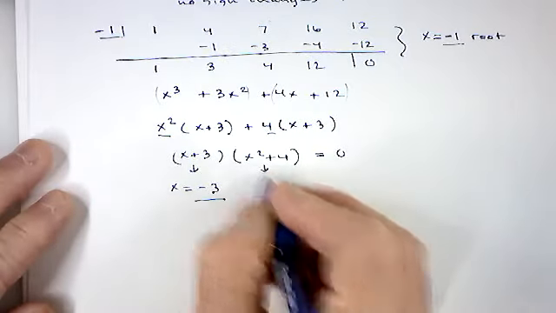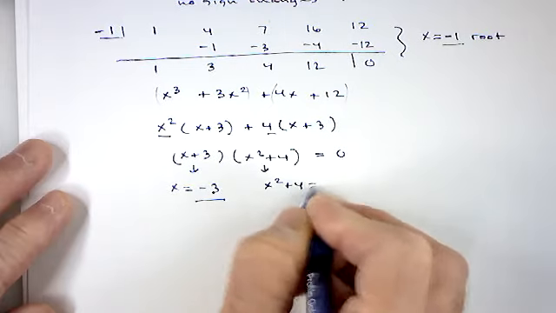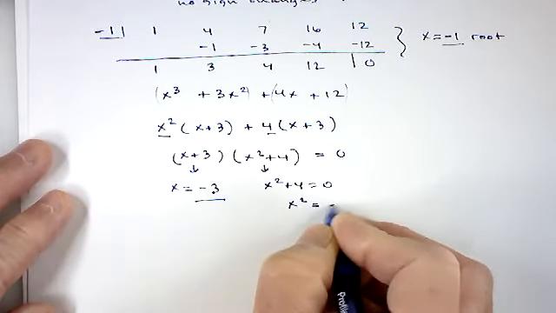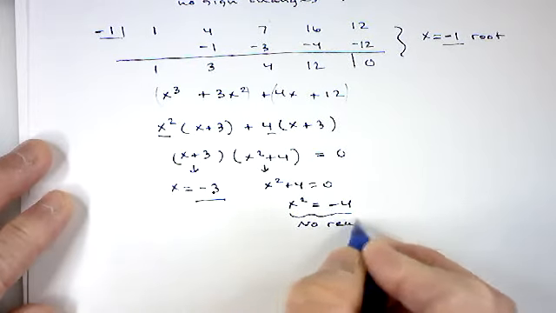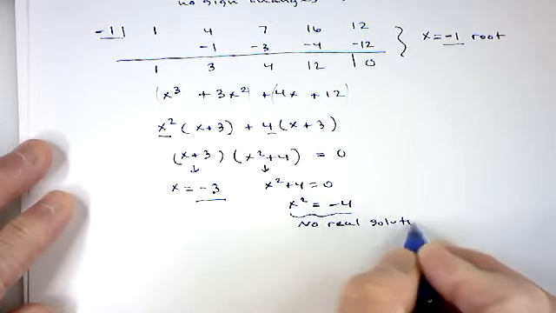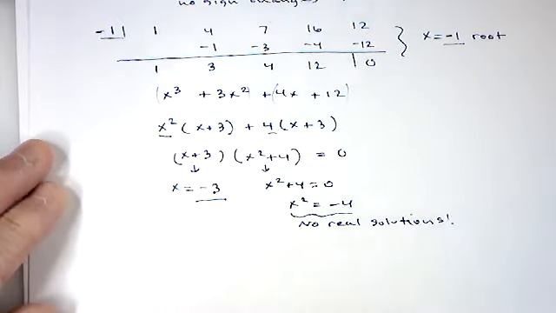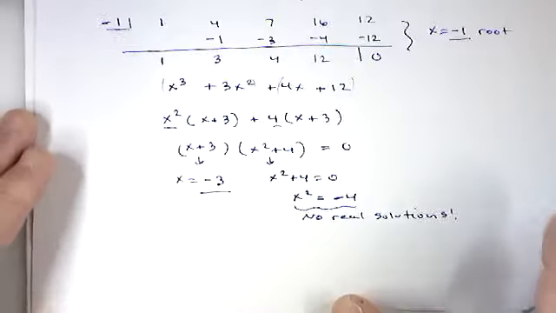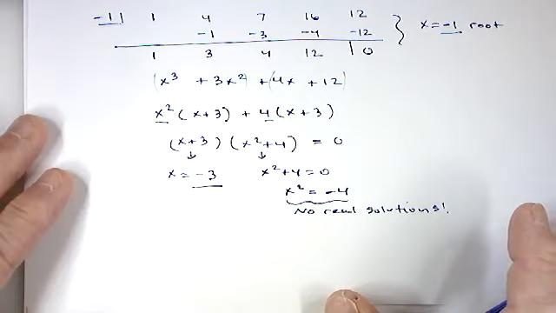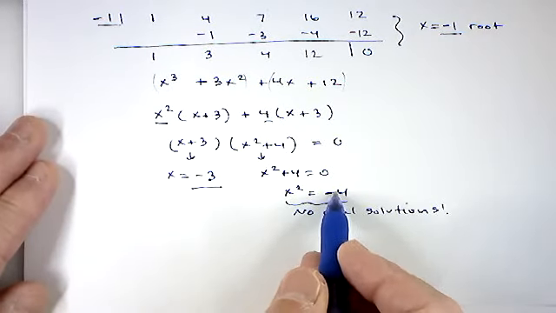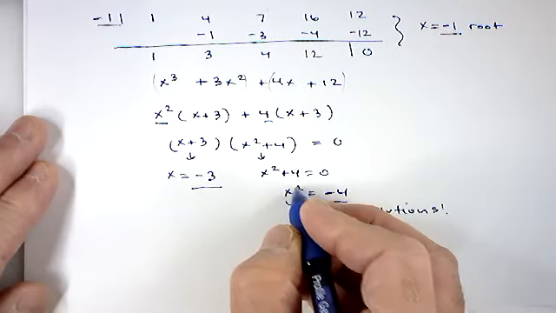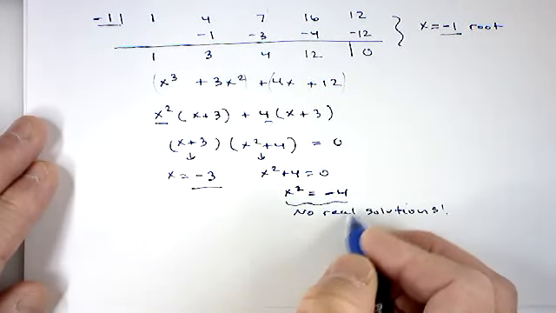And one positive root. Now, what's going on with this last factor? If I try to set that equal to 0, we can't do that, right? There are no real solutions to that. In your class, you might start to get into imaginary numbers where we can talk about an imaginary solution, the square root of negative 4. For right now, though, we're only talking about real solutions, so there aren't any.